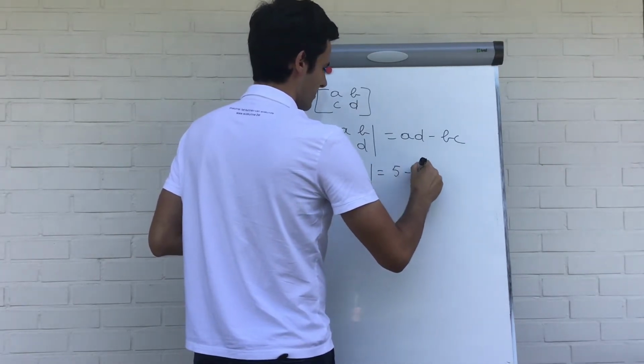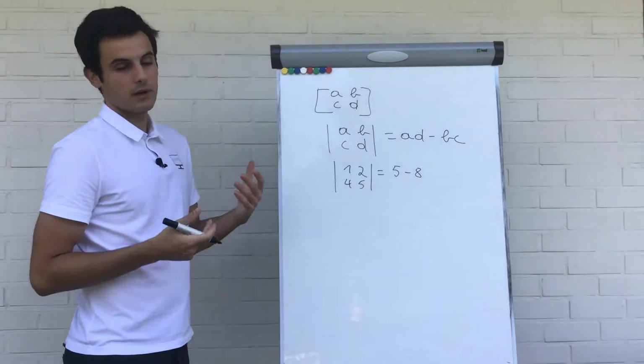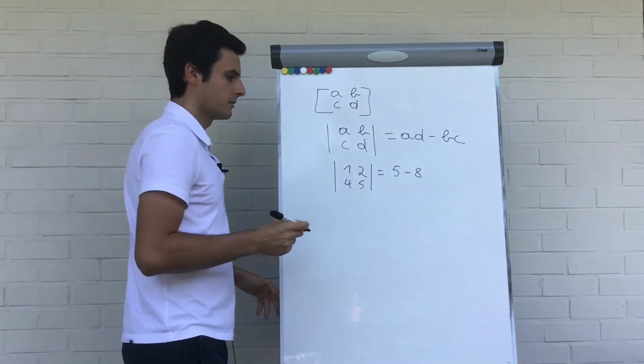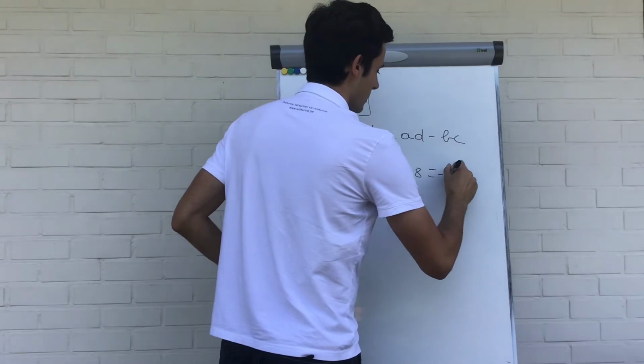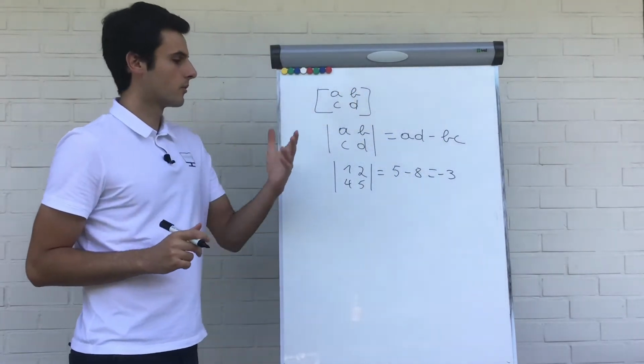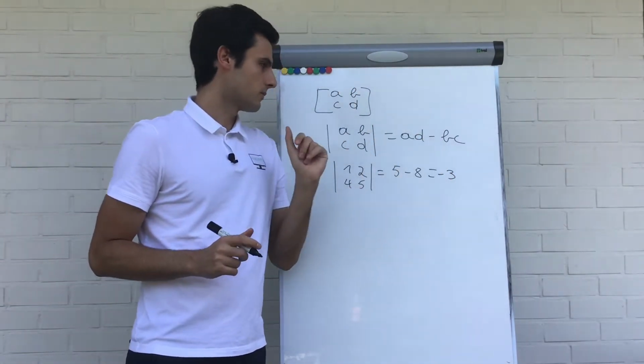5 minus 8, because 1 multiplied with 5 is 5. 4 multiplied with 2 is 8. 5 minus 8 is minus 3. So this is determinant minus 3.